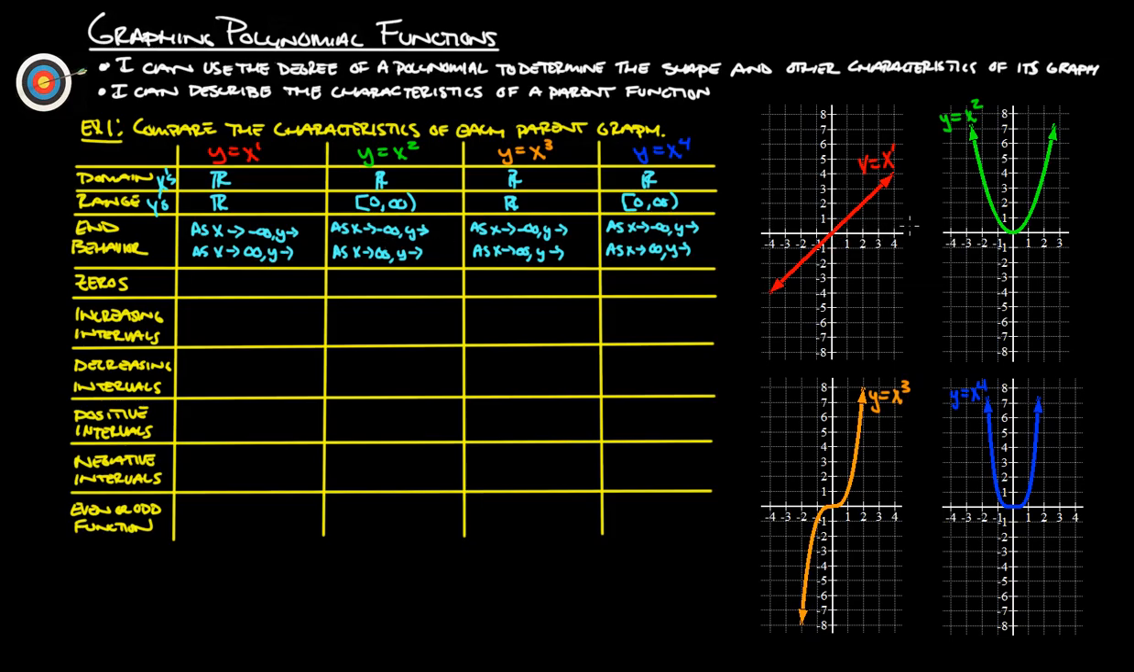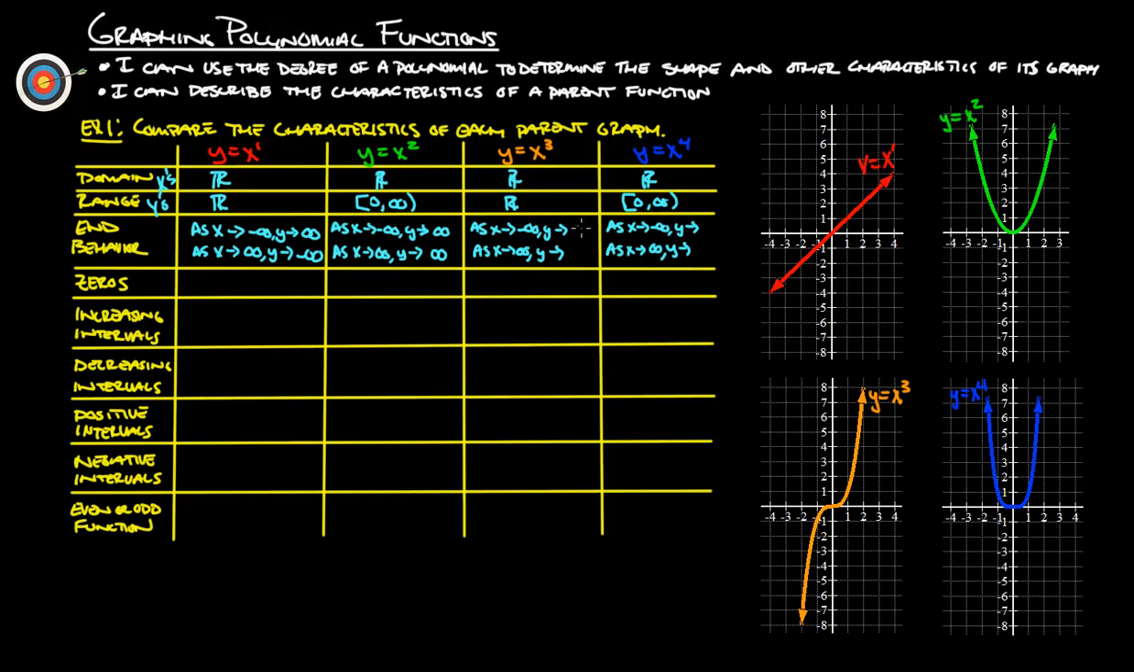So as x goes towards infinity, y is going towards positive infinity. And as x goes towards negative infinity, y is going towards negative infinity. On this one here, as x is going to infinity, y is going to infinity, and as x goes to negative infinity, it's still going to positive infinity. So these are going to both be positive infinities, and really these two are acting the same.